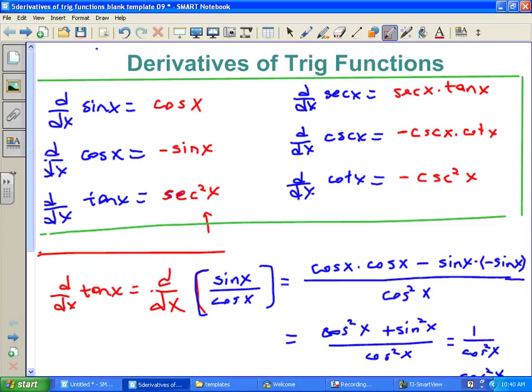So these 6 identities that we just came up with, these 6 rules, are going to keep coming up. So I'm going to box them in and just ask you to memorize them. It's very, very important to memorize them early on.